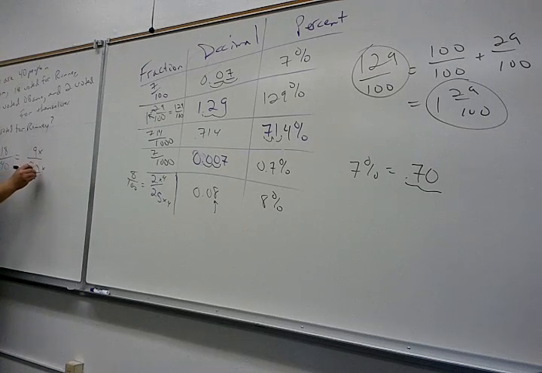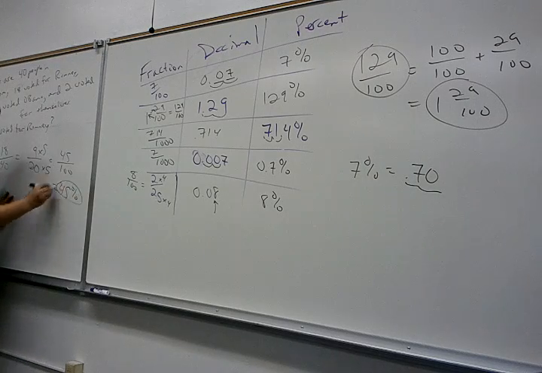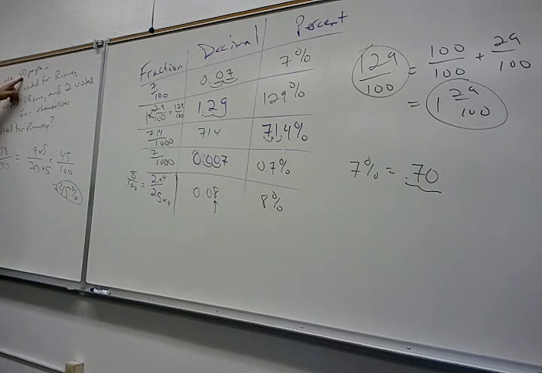So here I multiply by what? 5. Good. So 45 over 100 is 45%. I love it. And does that make sense? What's half of 40? 20. So 50% of 40 would be 20. We got a little bit less than 50%, so it makes sense.